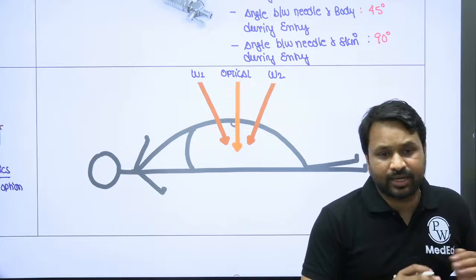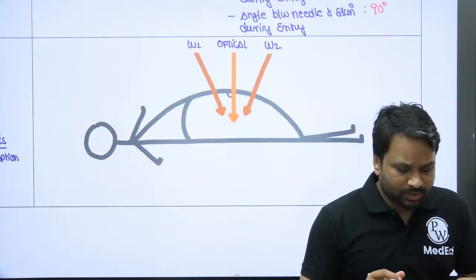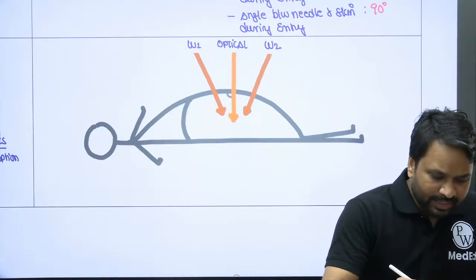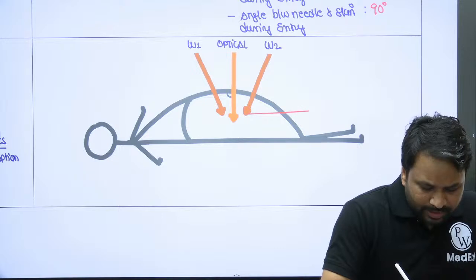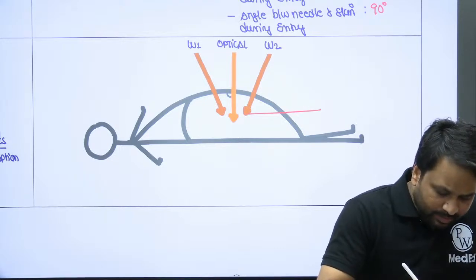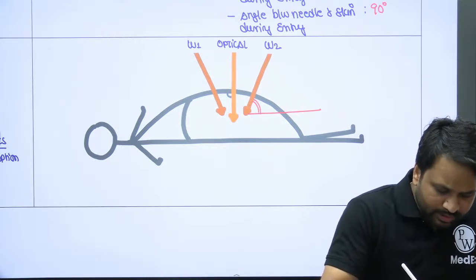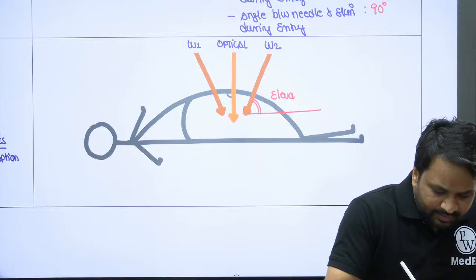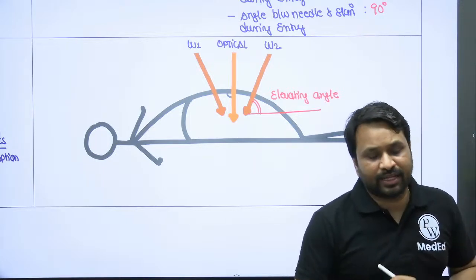Yes, Gautam, you are correct. They asked you about azimuth angle. We'll try to see what an azimuth angle is. Now remember the angle between any of the instrument and the body. The angle between any instrument and the body, this is what we call the elevating angle.